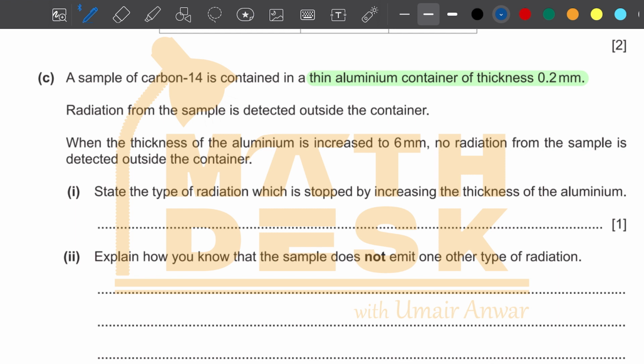Radiation from the sample is detected outside the container. So this thickness is sufficient to stop alpha particles if they are being emitted by any radioactive substance. If the radiation from the sample is being detected from outside, it means that some other radiation other than alpha, beta or gamma is being emitted. When the thickness of the aluminium is increased to 6 millimeters, which would be sufficient for stopping beta particles, but the gamma particle would still be able to go through. No radiation from the sample is detected from outside.